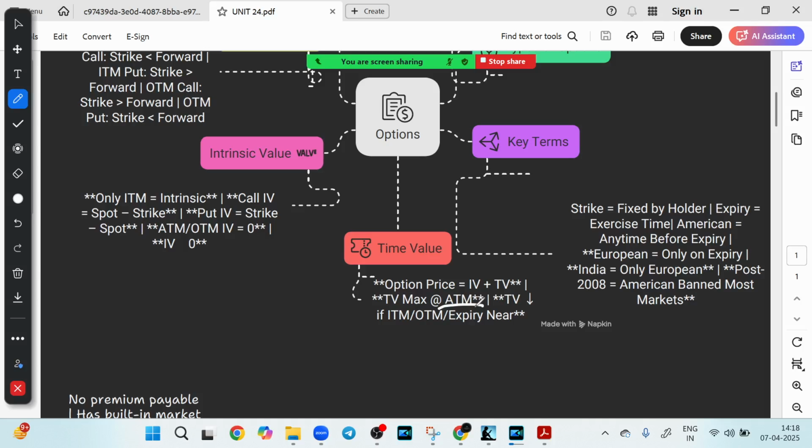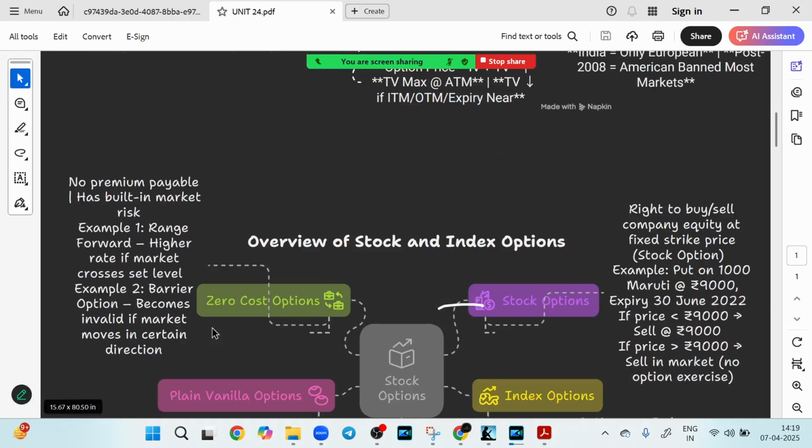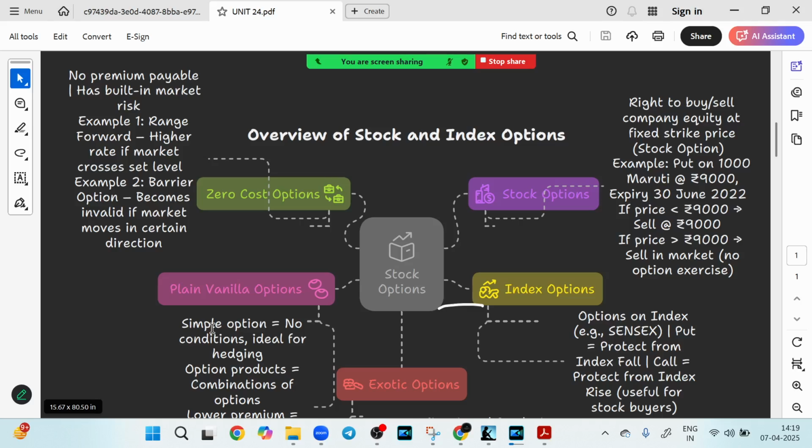So let's summarize what we learned from this particular slide: options are more than just a bet. They are a calculated strategy. Once you understand the types, terms, and valuation, you can unlock a world of smart financial decisions. That is all we have discussed just now. We have covered every possible aspect in one single picture, and this will really help you at the time of examination or revision. That is the beauty of our crash course. It helps you revise the entire content in a super efficient way. In just 20 to 30 minutes, you can revise the entire chapter.